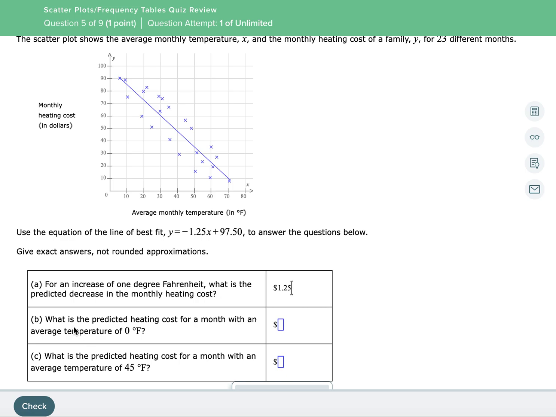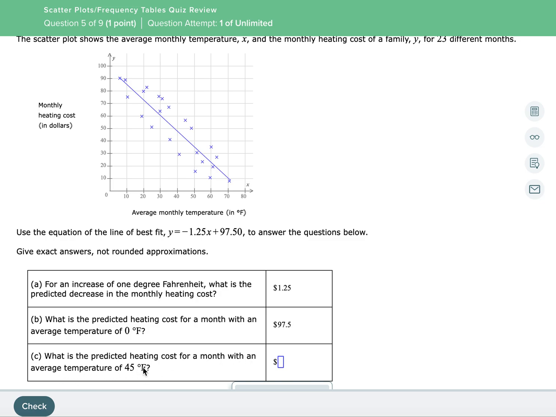All right, letter B. What's the predicted heating cost for a month with an average temperature of 0? We just did that one. If I put 0 in here, it gets rid of this term, and it leaves me with $97.50. Now remember, this should make sense to you, and it does make sense that the most expensive rate would be in the coldest month.